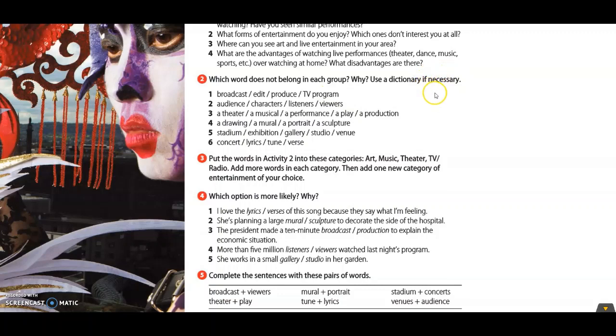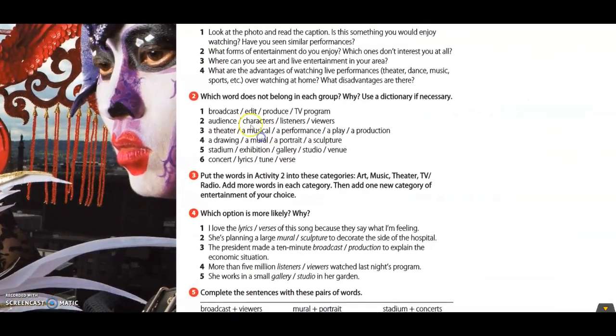The exercise mentions that you can use a dictionary if necessary. In my personal opinion, you can use your phone. You can download a dictionary on your phone, and it's easier. You will save a lot of time looking for the meaning of the word. So you have to do this part by yourself, guys, and then we will continue to see the correct answers. Pause the video now.